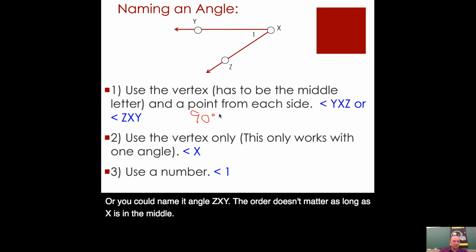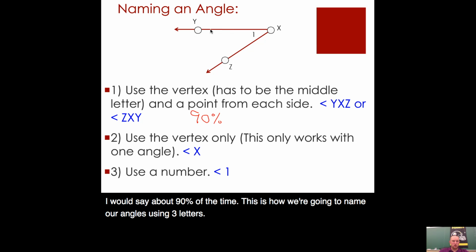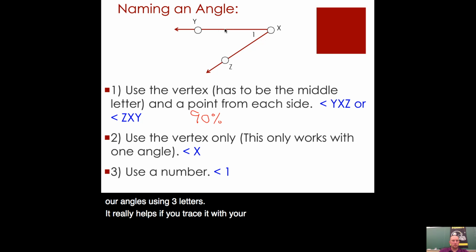I would say about 90% of the time, this is how we're going to name our angles, using 3 letters. It really helps if you trace it with your finger or your pencil.